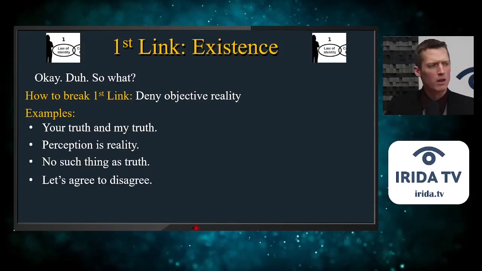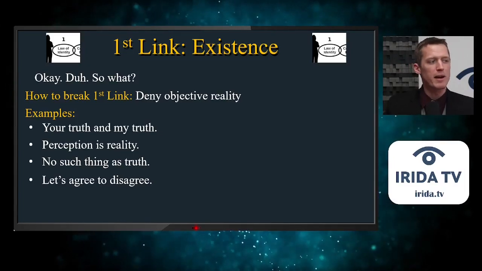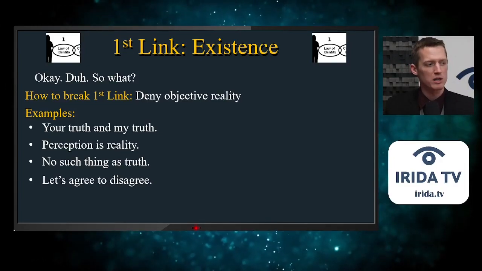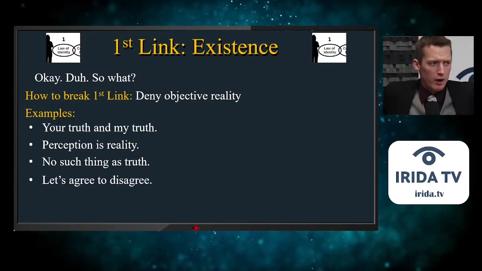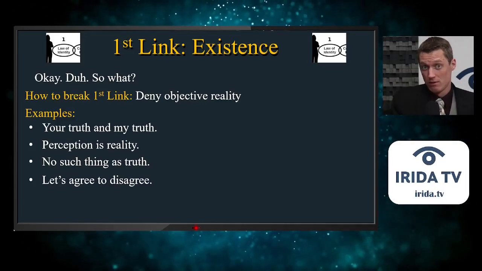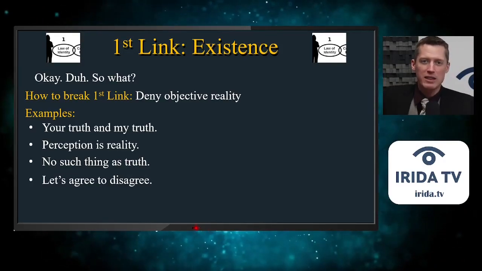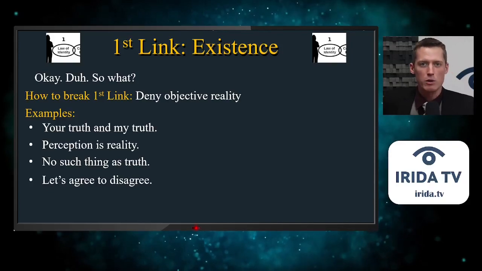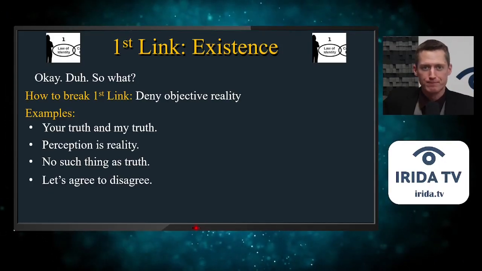Right? There's no such thing as truth. Well, this is just another version of your truth and my truth. This is literally saying there's no such thing as objective reality. Let's agree to disagree. Now, there may be times when we could agree to disagree where this is valid. Like, I think that vanilla ice cream is the best and you think chocolate ice cream is the best, and we're just going to have to agree to disagree on that point.